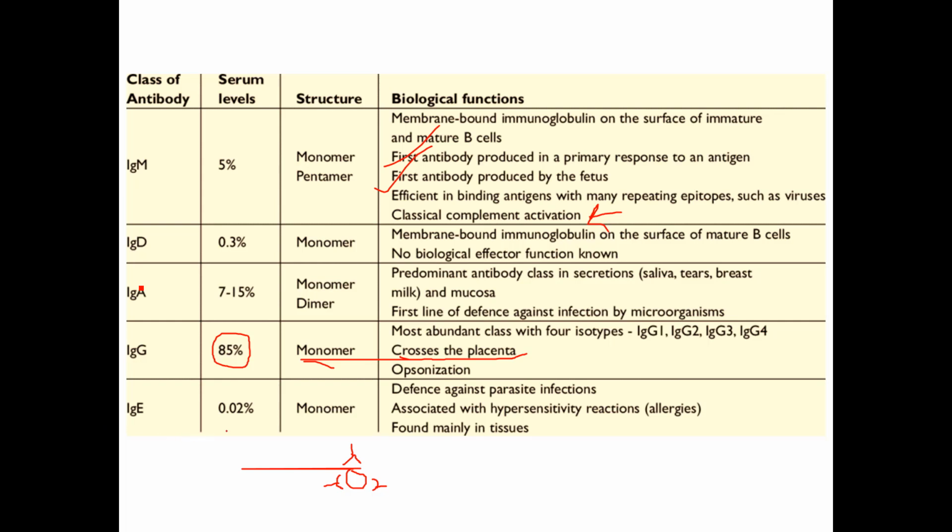IgE is present at the serum level of 0.02% in a monomeric form, and it is important because it provides defense against parasite infections, and it is also associated with allergic reaction or hypersensitive reaction, and it is present in the tissues. So based on all this information, we can now answer the question.